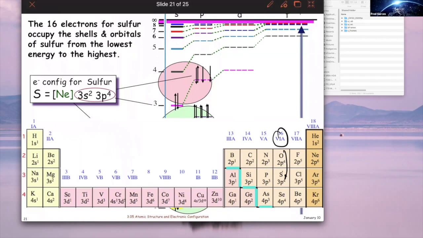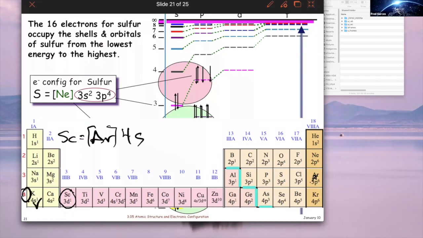I'm going to need to clear this. So scandium's right here. The previous noble gas is argon, and we put a bracket around that. Then we walk from argon to scandium. This is the fourth shell.